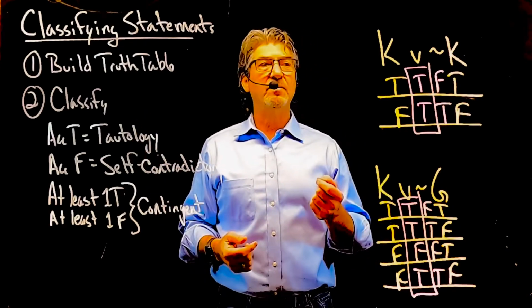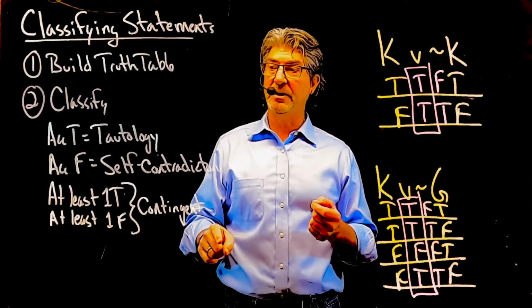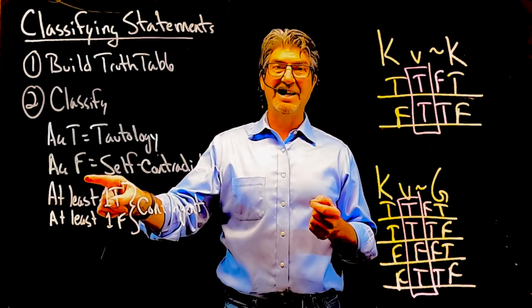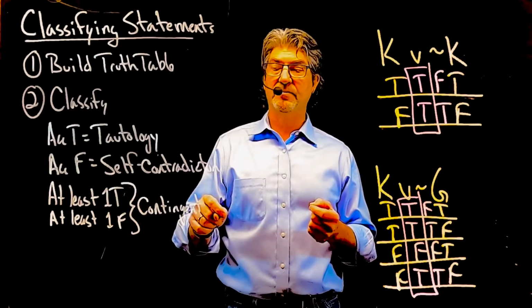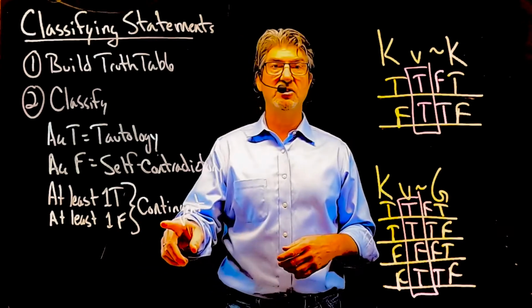And if the column under the main operator has trues all the way down, it's called a tautology. If it has falses all the way down, it's called self-contradictory. And if there's at least one line where it's true and at least one line where it's false, it's contingent.